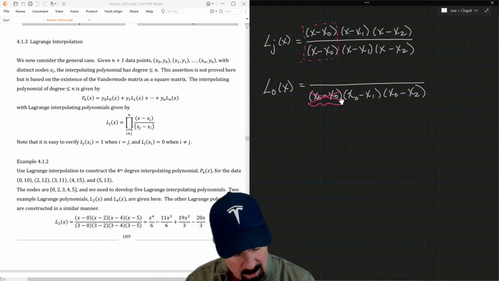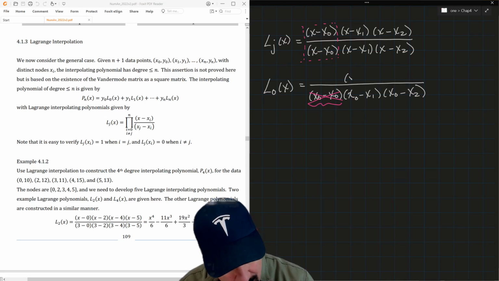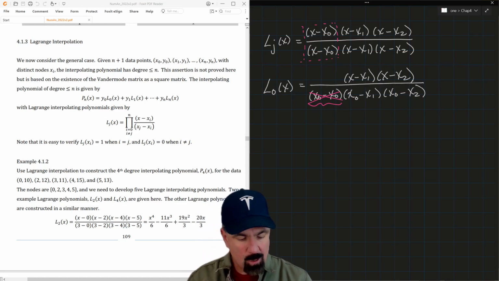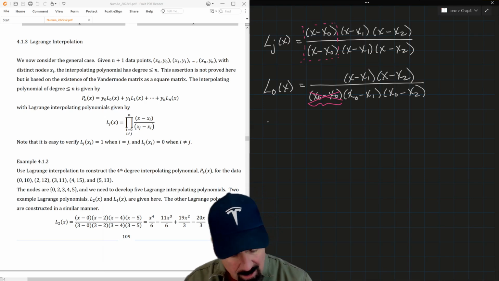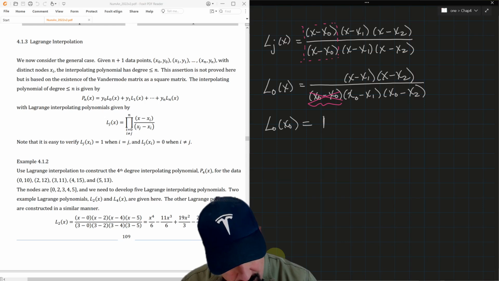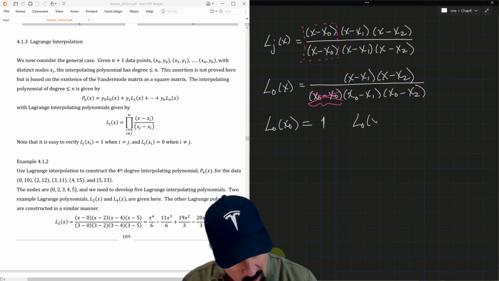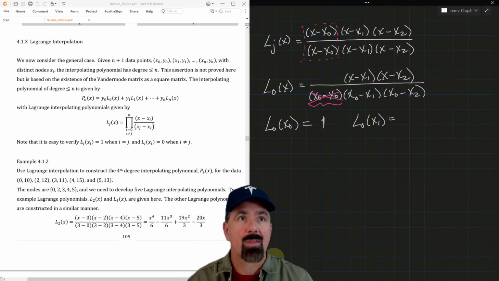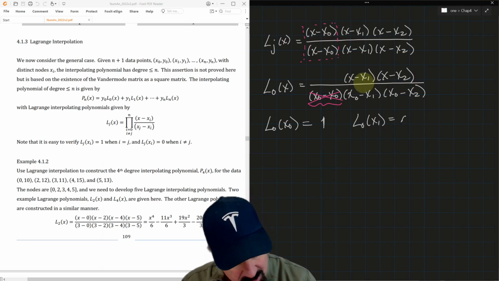And then what we're going to do is keep the remainder of the numerator, x minus x1 and x minus x2. Through this really simple formulation, we end up with what we want. L naught evaluated at x naught is equal to, and you can see, if I put x naught in here and x naught in here, I'm going to end up with 1. That's what we want from our interpolating polynomial. If I evaluate this at x1, then this term becomes 0, and so this is equal to 0.